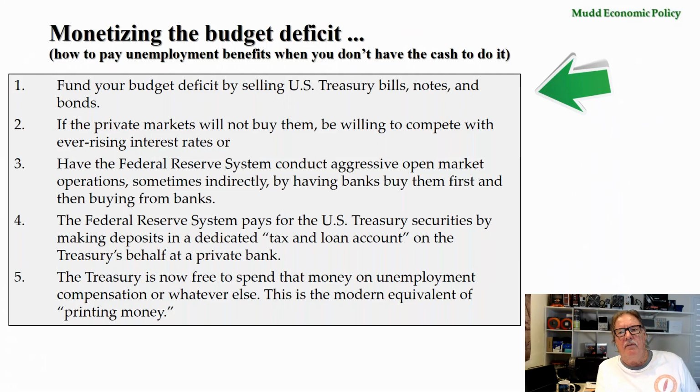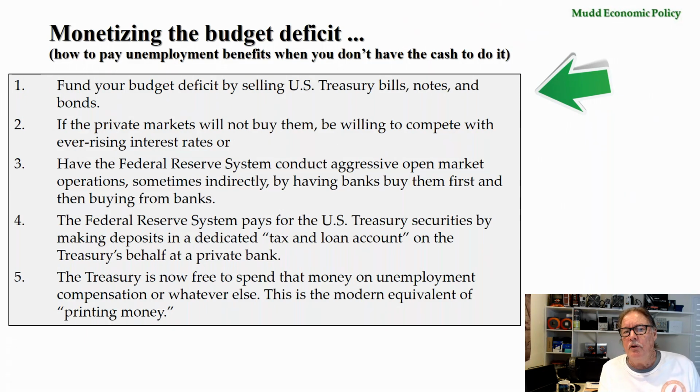Most of the budget deficit, not all of it, maybe not even most of it, but about half of it will be monetized this year because it'll be purchased by the Federal Reserve System probably. So how it works is like this. It's just a repeat of what we've already said, but we're emphasizing what's going on here a little bit differently.